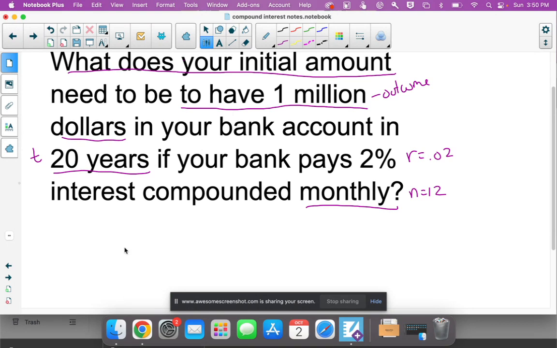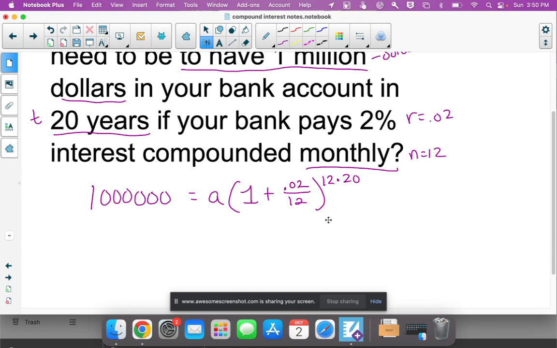It's very, very similar to the exponential growth that we did before. So I want $1 million. Who doesn't, right? Okay, I want to have it in 20 years. So 1 plus compounded monthly with my rate of 2%. Okay. And then remember that this is n times t. So this is 12 times 20. And we're going to simplify that, right, before we put it in the calculator.